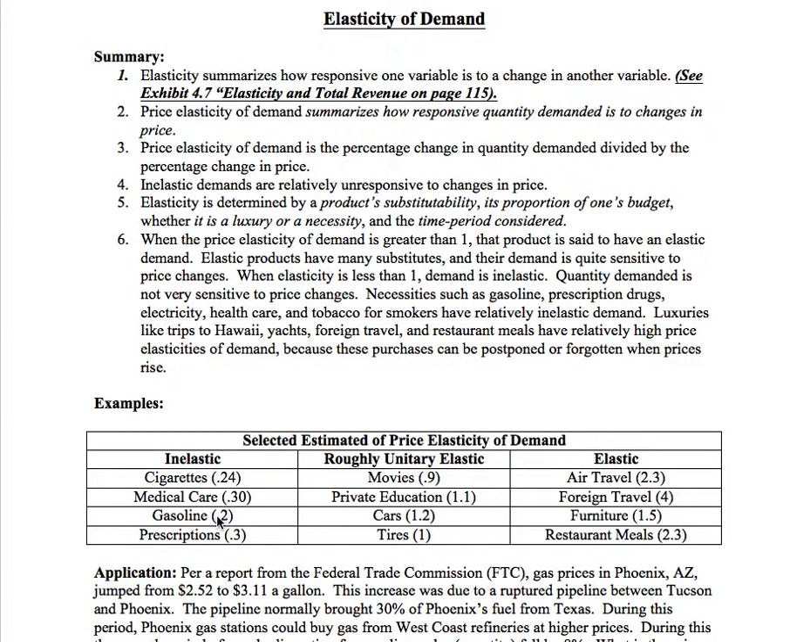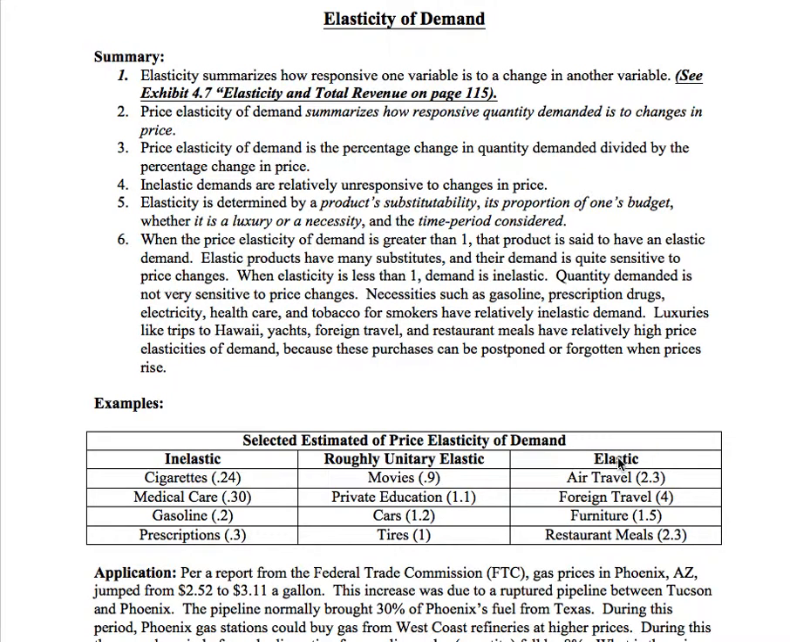Gasoline, okay, is inelastic. Guess what? I've got to keep driving. I've got to drive to work. I've got to drive to school. So if my price goes up, I'm probably not going to curtail my driving habits that much. Medical care would be the same, as I made mention, as prescriptions. Interesting on cigarettes, right, is inelastic.